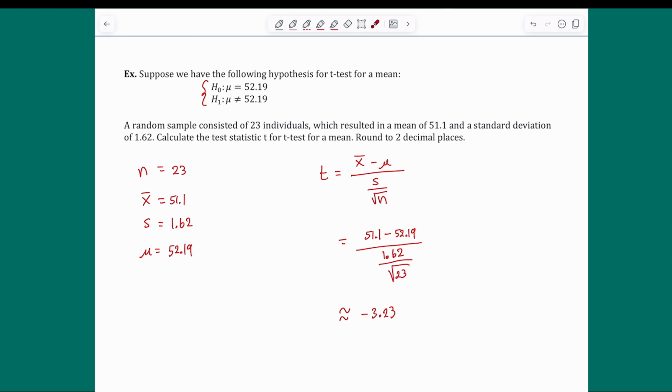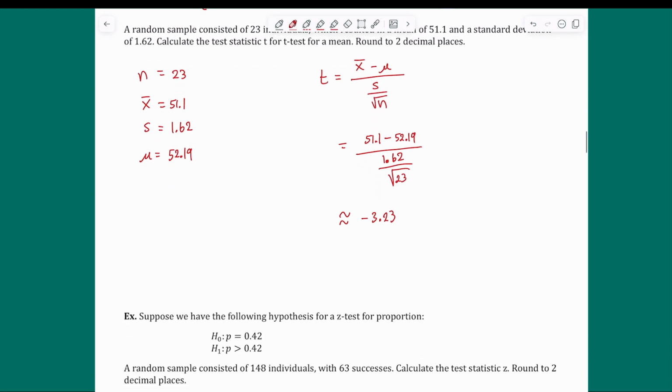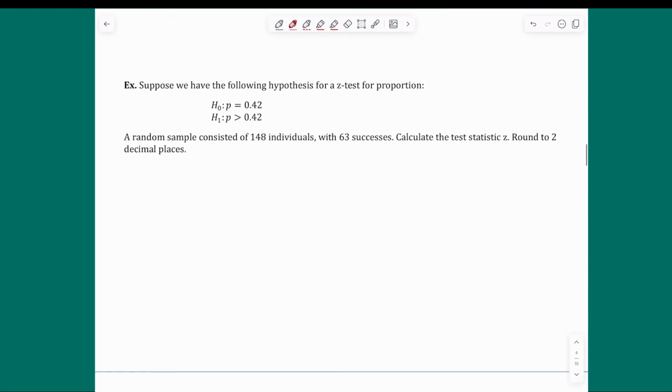All right, let's move on to the next example here. Suppose we have the following hypothesis for a z-test for a proportion.